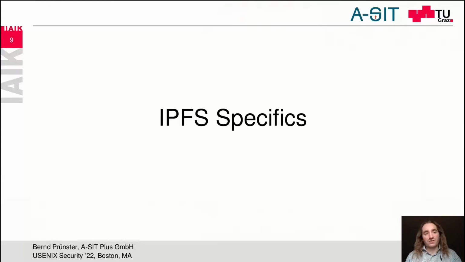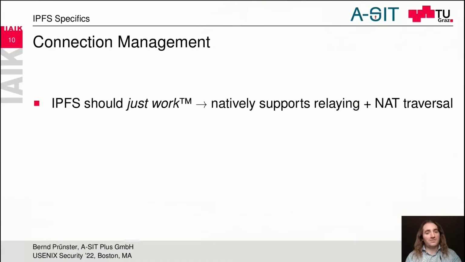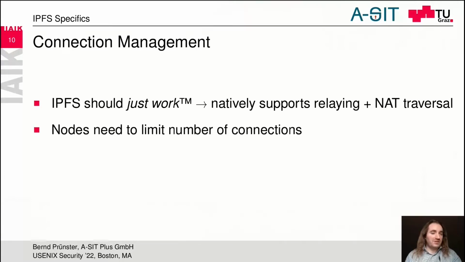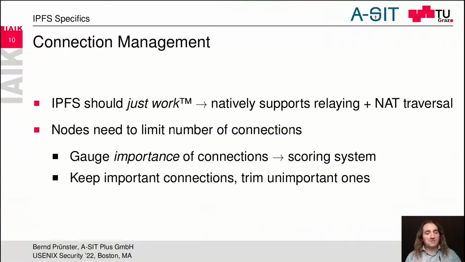Let's talk connection management. IPFS is supposed to just work, and in order to achieve that, it needs to natively support relaying and NAT traversal. It's connection-oriented, so nodes need to limit the number of active connections in order not to become overburdened, but still remain connected to the network. So nodes need to gauge the importance of connections, and they employ a simple but effective scoring system to do that. In a sense, keep important connections, trim the unimportant ones.